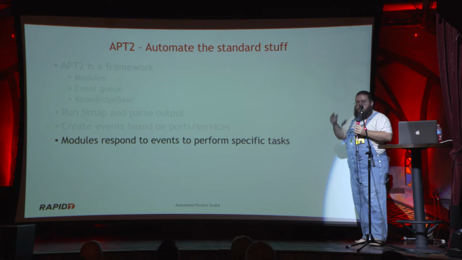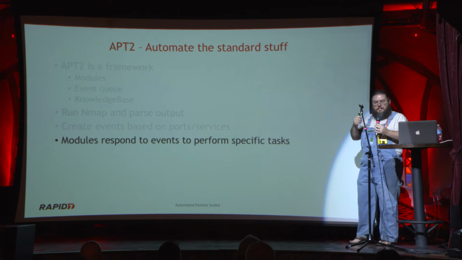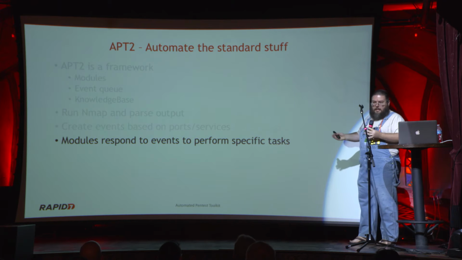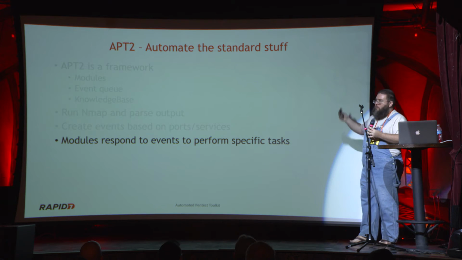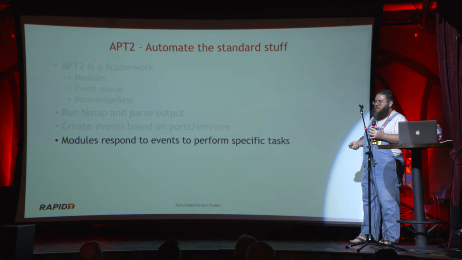Then it goes through that queue, popping events off and saying, hey, are there any modules listening for this event? And if one answers yes, for example, for new port 21, the anonymous FTP module might listen for that and say, hey, I'm listening for port 21.